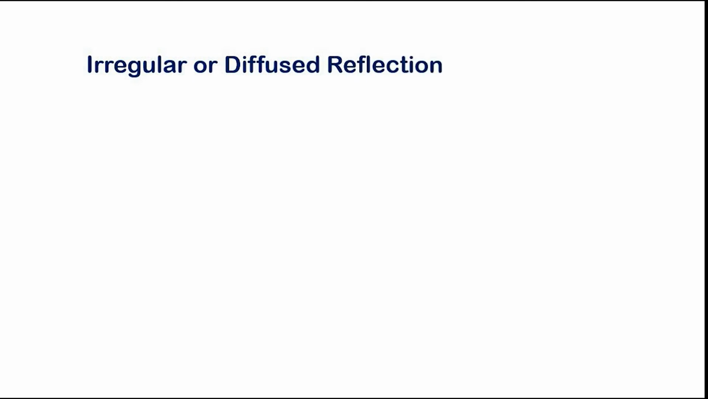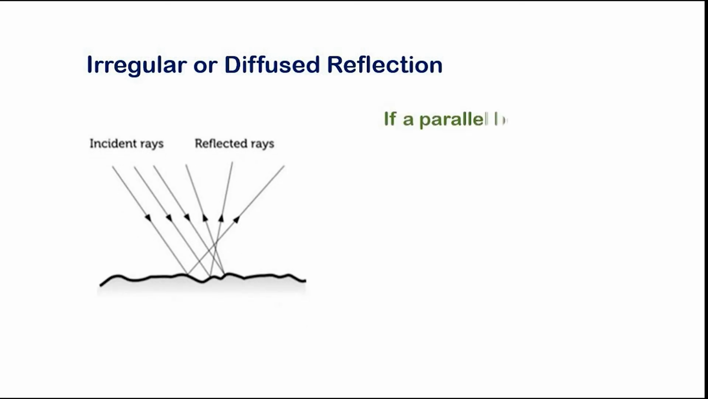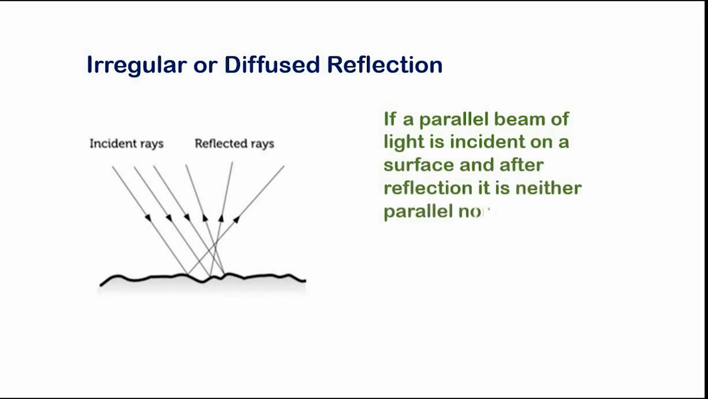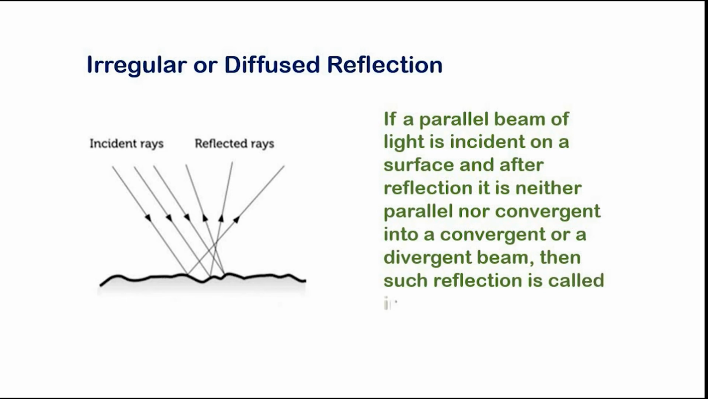Irregular or diffuse reflection. If a parallel beam of light is incident on a surface and after reflection it is neither parallel nor converted into a convergent or a divergent beam, then such reflection is called irregular or diffuse reflection. The figure shows a parallel beam of light incident on a rough surface. In this case, the rays are incident at different angles at different points of incidence on the rough surface. As a result, the corresponding angles of reflection of these rays become different. Due to this, the reflected rays are no more parallel.